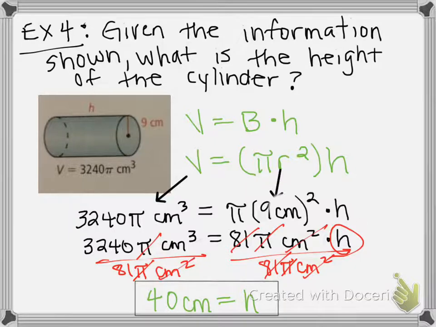Centimeters squared on the bottom, we have to get rid of 2 of the centimeters on top. So I'm just left with a single unit of centimeters. And 3,240 divided by 81 is just 40. So we've determined that the height is 40 centimeters.